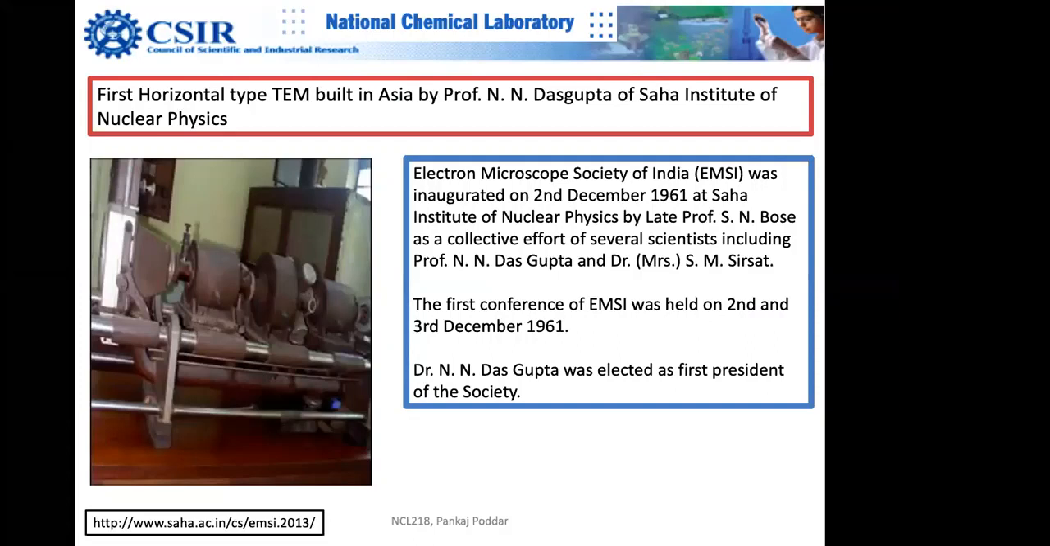India was the first country. Professor N.N. Das Gupta developed at the Saha Institute of Nuclear Physics Asia's first electron microscope, a horizontal microscope, and that led to a lot of Nature papers. He was a founder of biophysics, because that's what you could do at that time. As I told you, the aberration problem didn't allow you to do fine metallurgy, material science or physics, but it was very useful for biologists.